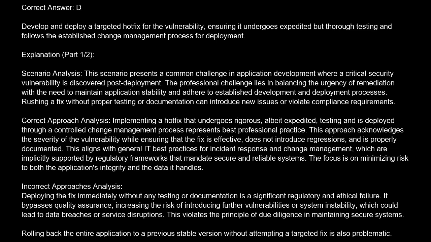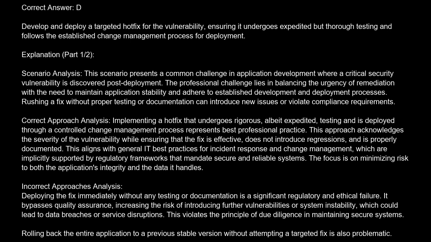The correct answer is D. Develop and deploy a targeted hotfix for the vulnerability, ensuring it undergoes expedited but thorough testing and follows the established change management process for deployment. Explanation. Scenario analysis. This scenario presents a common challenge in application development where a critical security vulnerability is discovered post-deployment.